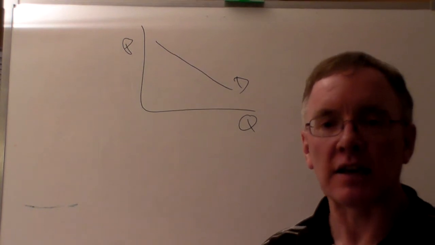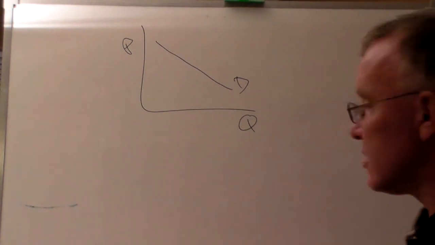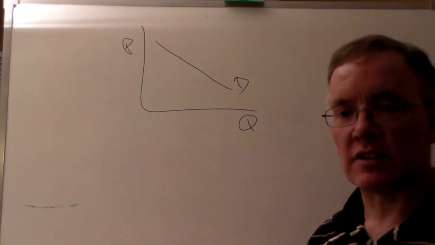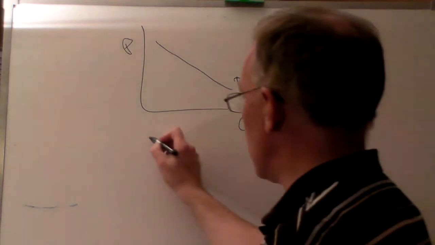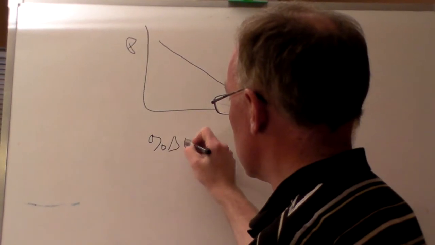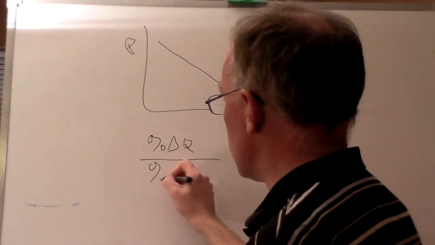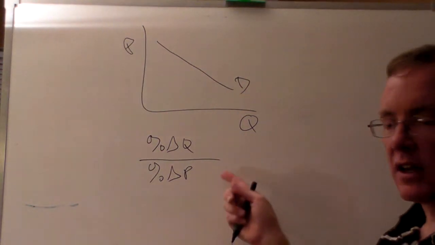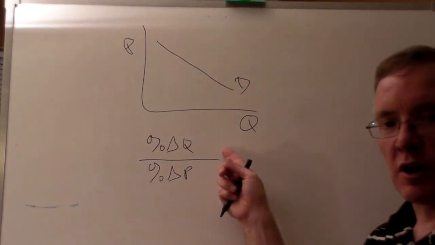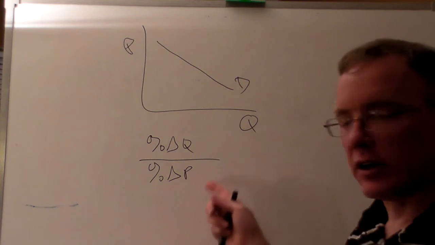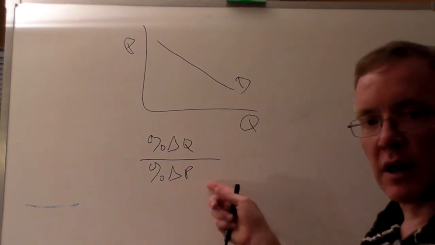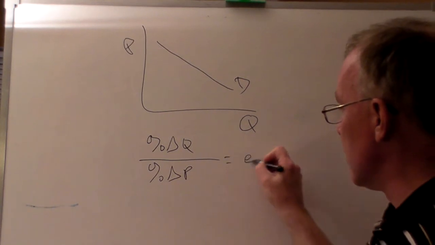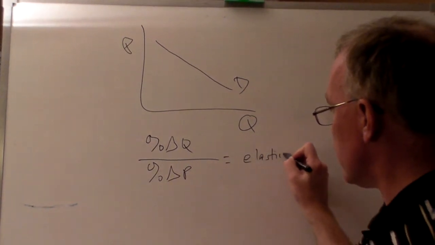It's just elasticity. So the elasticity in terms of the price elasticity of demand is the percent change in quantity over the percent change in price. So if the price changes by a certain percent, the quantity is going to change by a certain percent, and we're going to divide the percent change in quantity by the percent change in price, and we're going to end up with the elasticity.